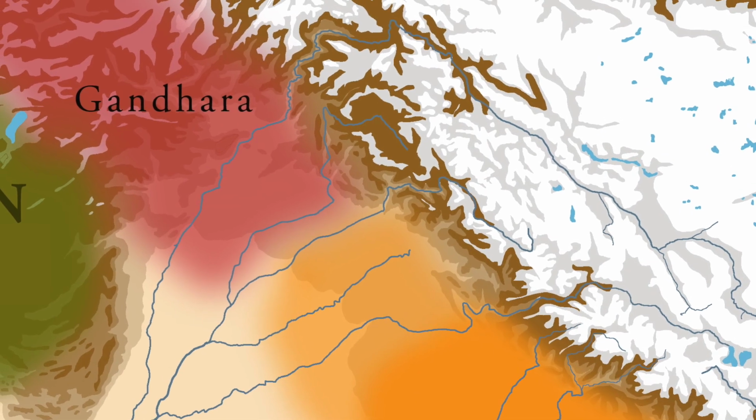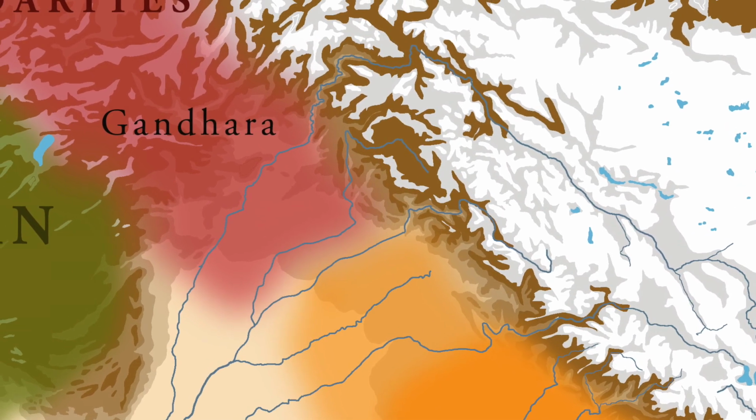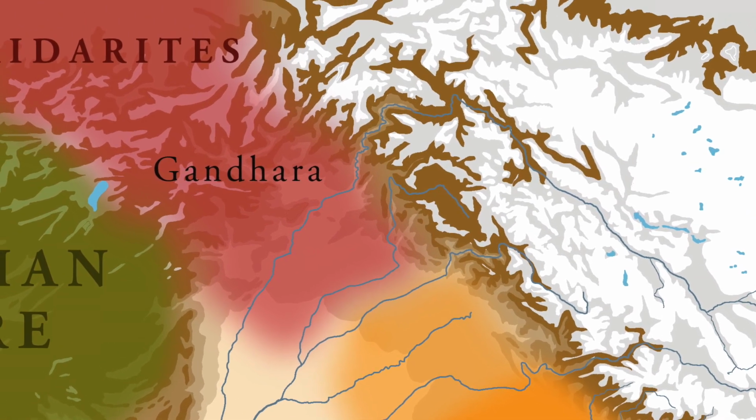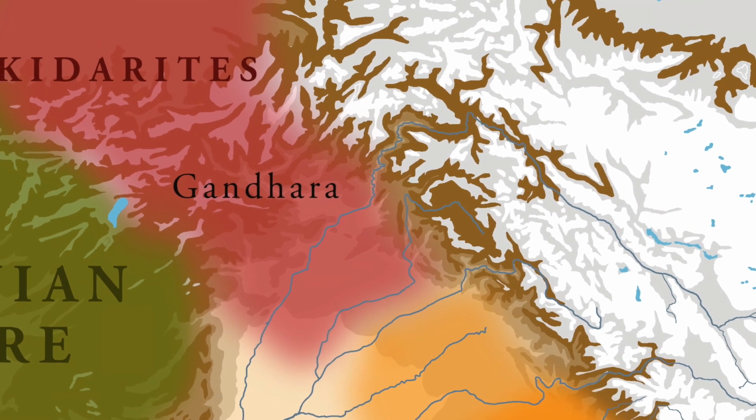Although Skandagupta was able to successfully check the Hunnic advance, he was not able to eradicate the Hunnic power in the western and central Punjab region. This can be seen from the absence of Gupta coins in this region, and we also see that the coins of the Huns are present in this region. This suggests that although the Huns were not able to advance deep into the Gupta territory, the region of western and central Punjab was still under their control.